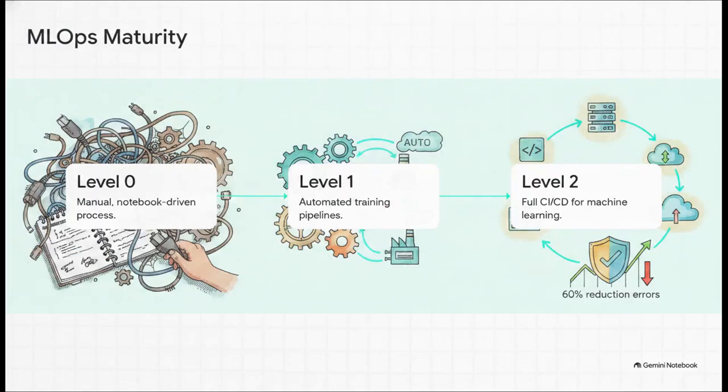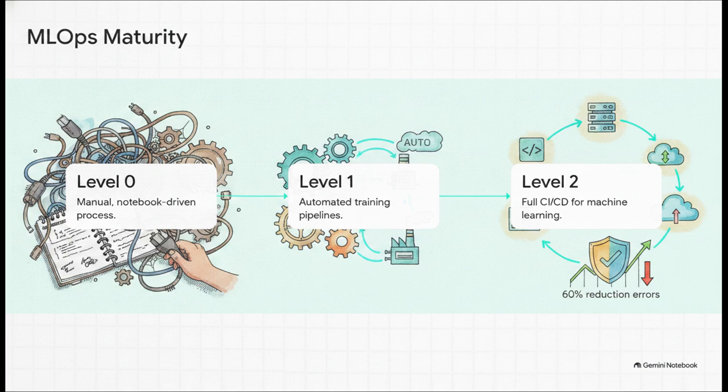Think of this progression like a ladder. Most enterprises today are honestly stuck down at level 0. It's a highly manual, notebook-driven process, no automation, no real versioning. If you step up to level 1, you start introducing automated training pipelines, which means your models can at least retrain on new data automatically.